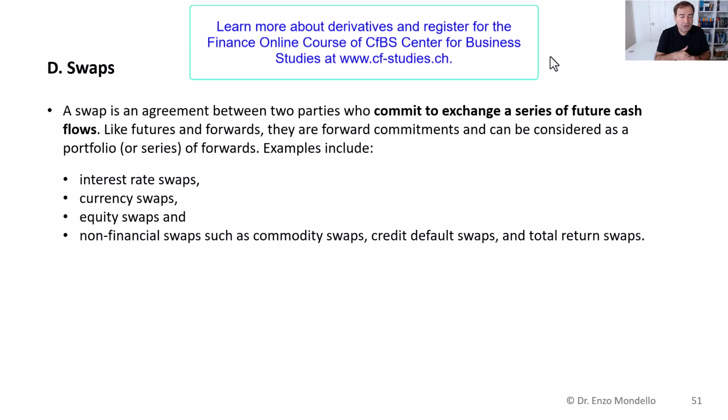The cash flows exchanged are a swap rate, which is a fixed interest rate, which is exchanged against a floating rate, and the floating rate is a reference rate in the money market, such as the EURIBOR for the euro or the compounded Swiss average rate overnight for the Swiss franc.